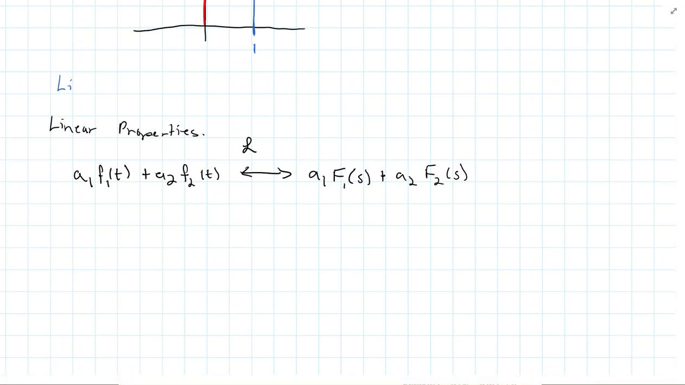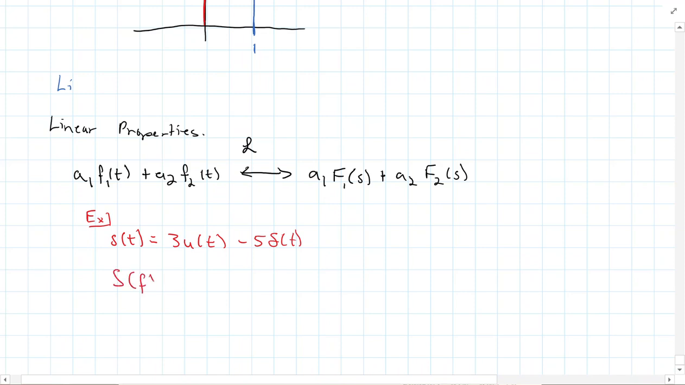And to see this at work, just real quickly as an example, if we had a signal s at t being 3 u at t minus 5 delta at t, then capital S at s, just using my Laplace transform table, would be 3 over s minus 5 times 1, which is just 5. So 3 over s minus 5.